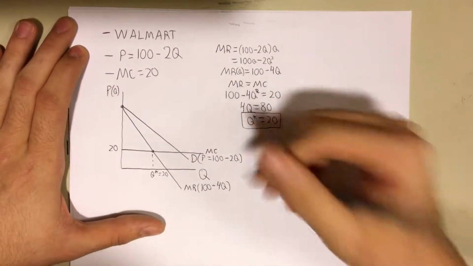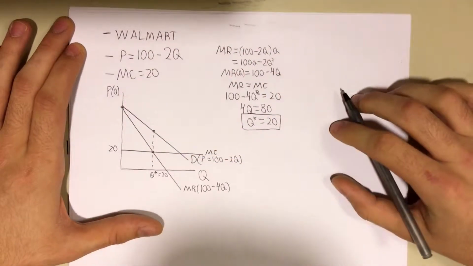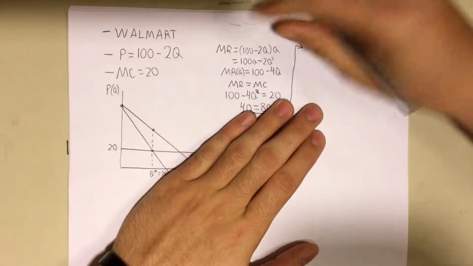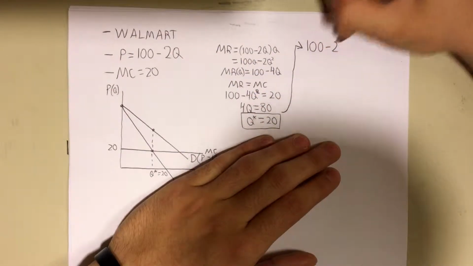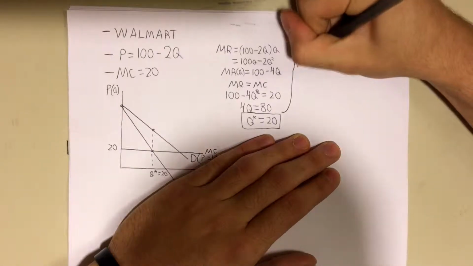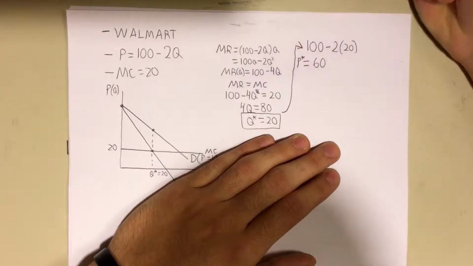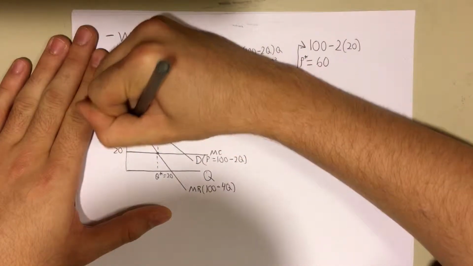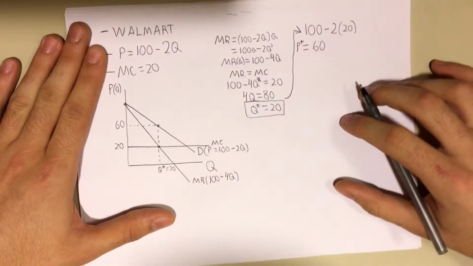Okay. And then we will go ahead and find the optimal price at that production rate by taking our quantity and inserting that back into our inverse demand function. So go ahead and plug that in. You will get an optimal price of $60. So we'll go ahead and plot that here on the vertical axis.